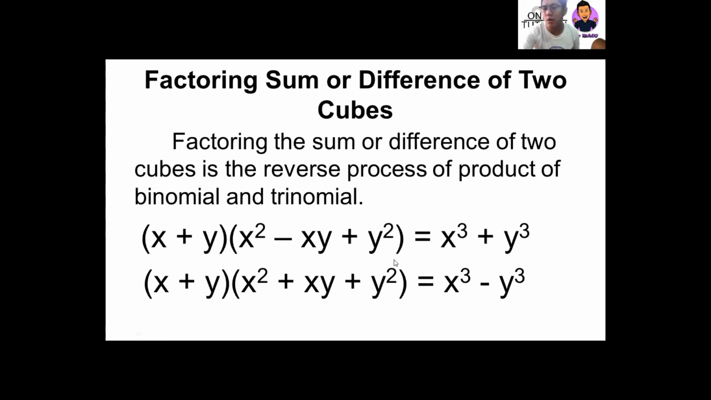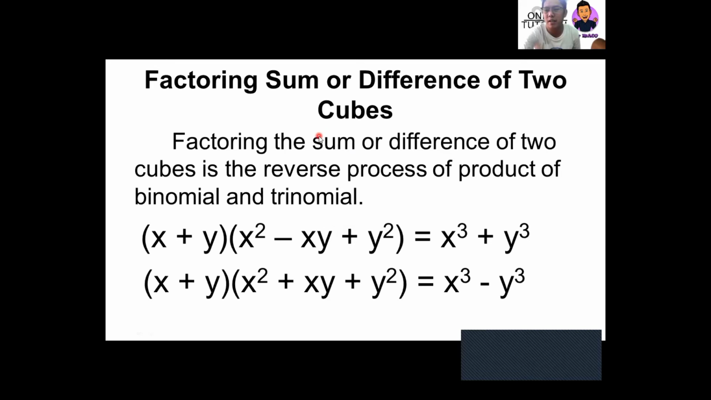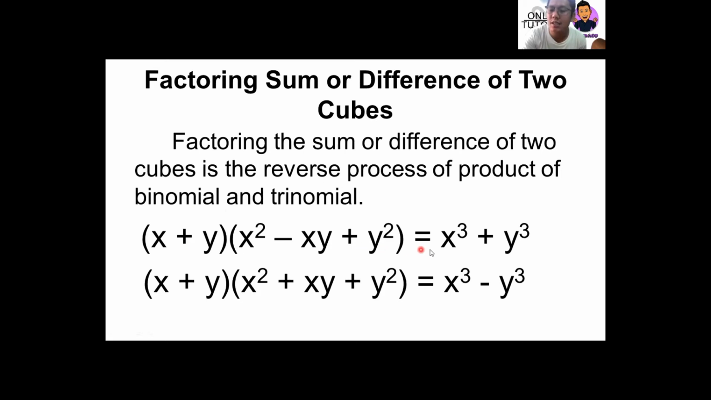Okay. So factoring the sum or difference of two cubes is the reverse process of the product of a binomial and a trinomial, or the special product. That's why it's a special product. So this is the sum of two cubes, x cubed plus y cubed, and this is the difference of two cubes, x cubed minus y cubed. So x plus y times x squared minus xy plus y squared. If you try to multiply this, the answer is this. And if you try to multiply this one, the answer is the difference of two cubes.